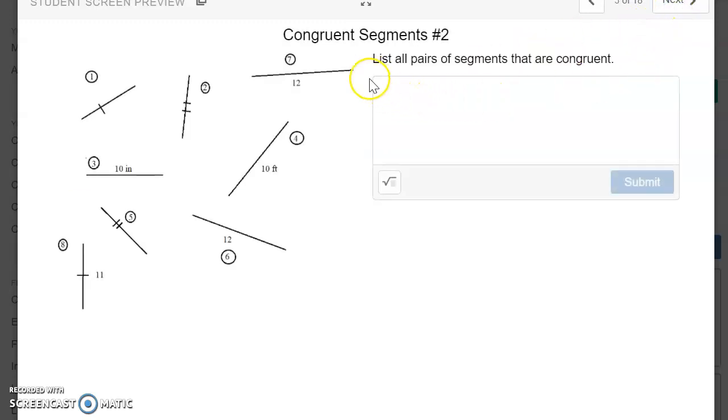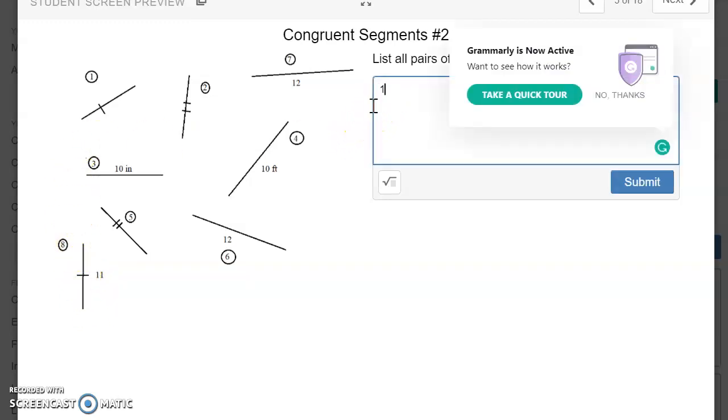So that means list all pairs of segments that are congruent. We know that this line has one notch. Is there another line that has one notch? So that means this one has one notch. Don't worry about the number. The number just means this is 11 units long. So I know that 1 and 8 are pairs. Is there another pair? Well, I have 2 notches here and I have 2 notches here. So 2 and 5 are also pairs.